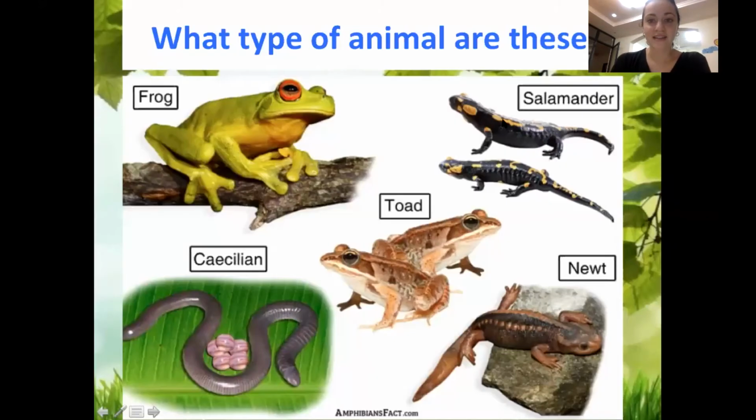Okay. Let's do these ones. What type of animals are these? What type of animals are these? George?